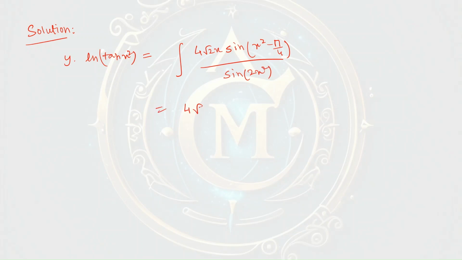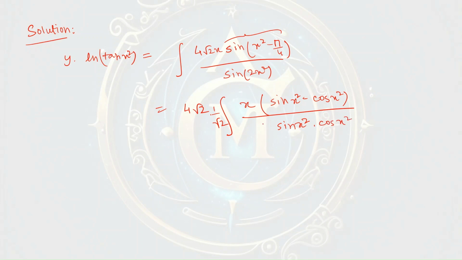Now here, if we open up this sine function, we get 4 root 2 integral, then sine of a cos of b. So we take the 1 by root 2 common outside the integral sign, and this becomes sine of x square minus cos of x square divided by sine 2x square. We can write this as sine of x square times cos of x square times 2. So this root 2 will cancel and this becomes 2.